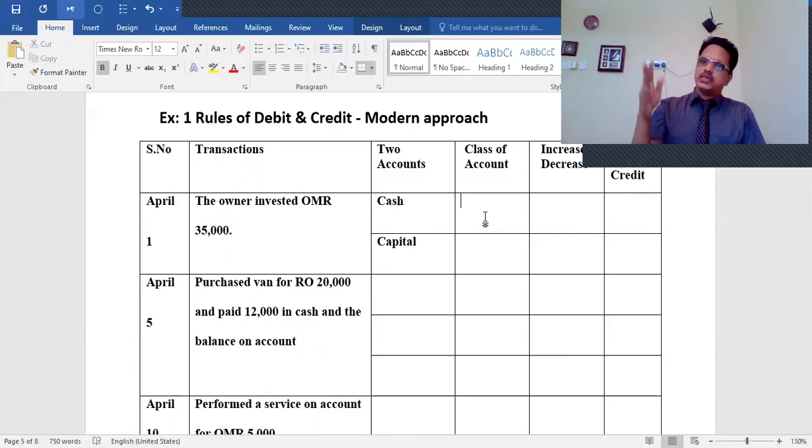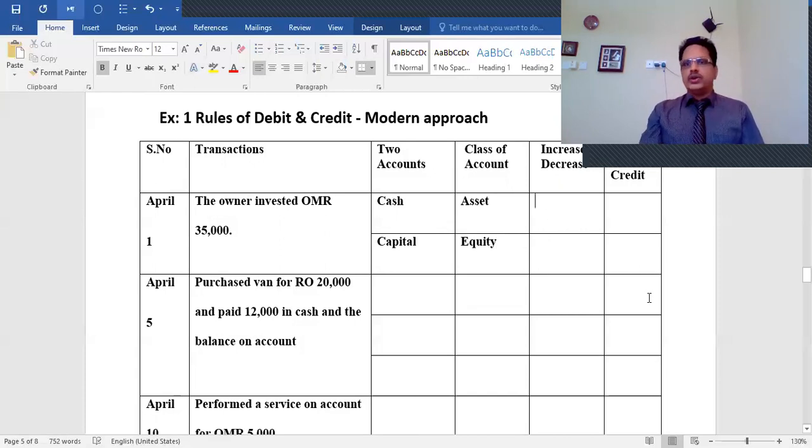Assets and expenses, when increasing, will be debited. When decreasing, they will be credited. Liabilities, equity, and revenue: increase means credit, decrease means debit. So cash is an asset. Class of account, you know already, cash is an asset. Capital is equity or capital. You can write equity or capital as the group.